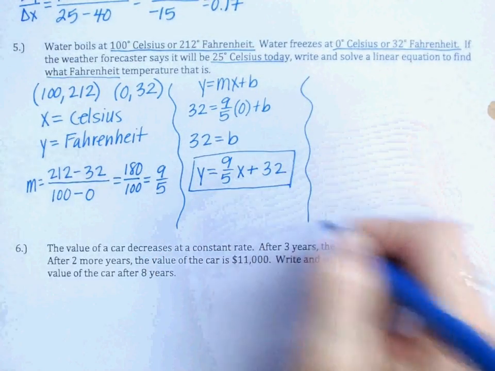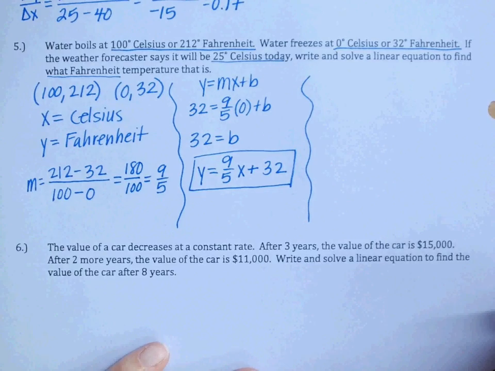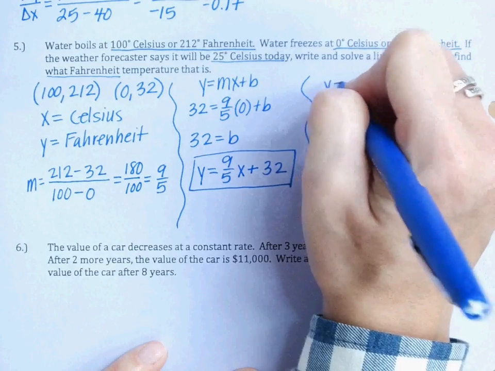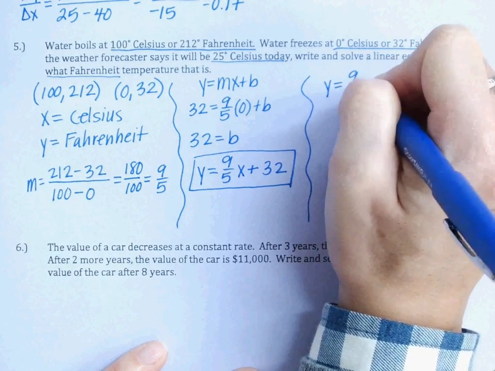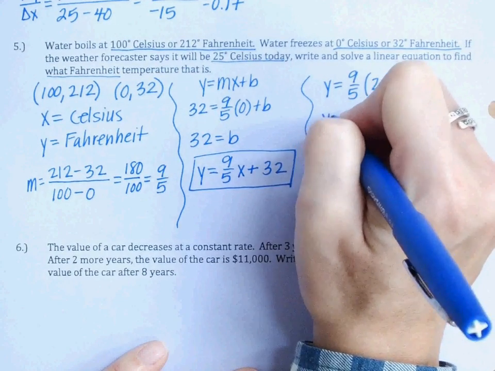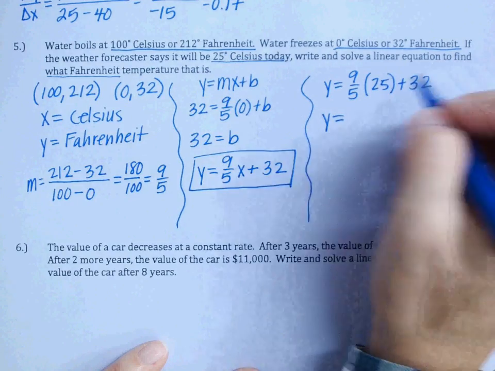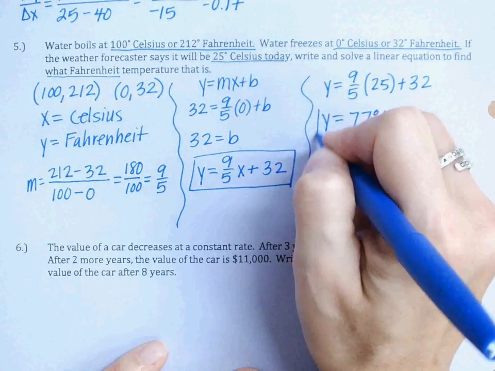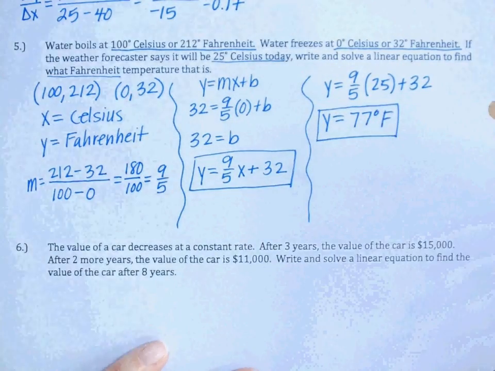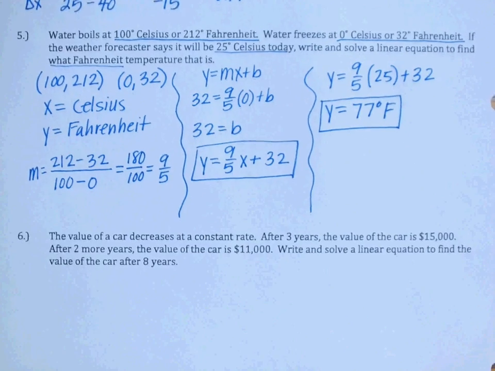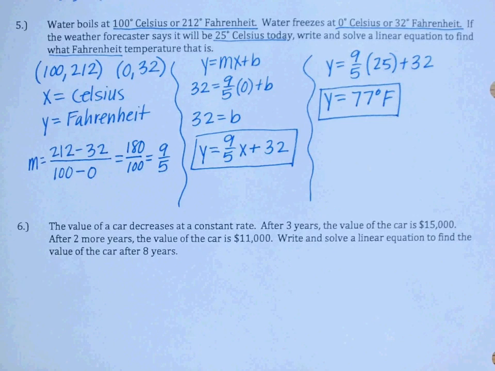Then the last thing I'm going to do is figure out what it is when Celsius is 25 degrees. So I'm going to put 25 in for x and simplify. When it's all said and done, y equals 77 degrees Fahrenheit. You do need to be putting these labels on like I did on these story problems. All right, that's it for these notes. We'll do 3 and 6 next time I see you in class. Have a great rest of your day.